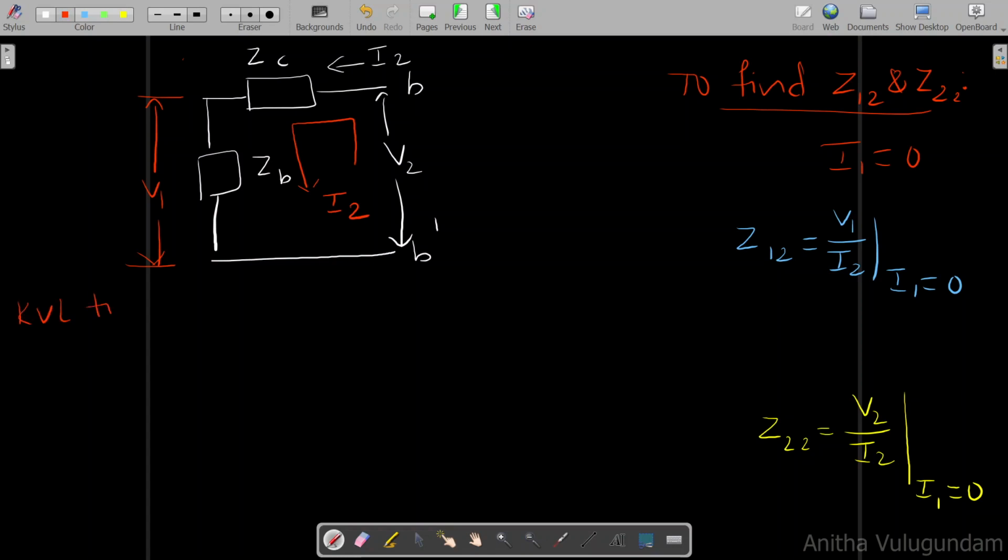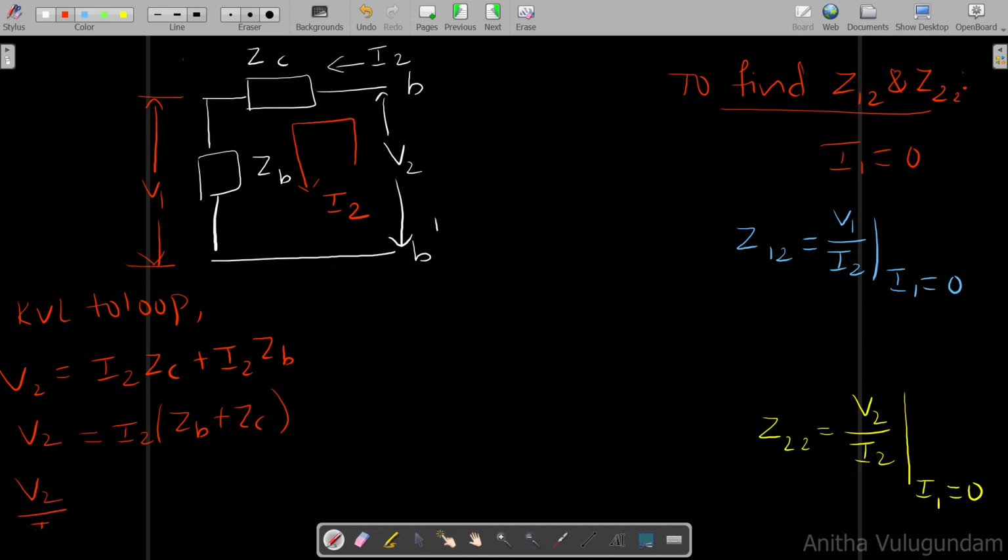Applying KVL to the loop, we can write V2 equal to I2 into ZC plus I2 into ZB. I'm just applying Kirchhoff's voltage law in this loop. So I can write I2 into ZB plus ZC. So V2 by I2 equal to ZB plus ZC. So I can directly write Z22 equal to ZB plus ZC ohms, because this is impedance.